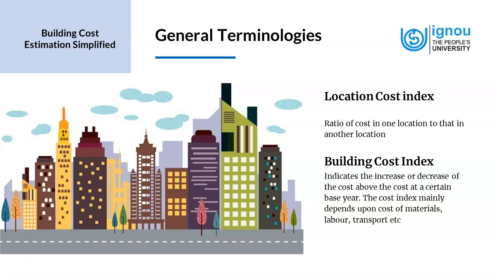The building cost index indicates the increase or decrease of the cost above the cost at a certain base year. So if we have a base year for reference, the cost of constructing in that base year, when we compare that to the present time, then there would definitely be a variation. There would be an increase in the cost. And the cost index mainly depends upon the cost of materials, labor, transport, etc. And so this index gives an idea of how much more the price is as compared to the base year.